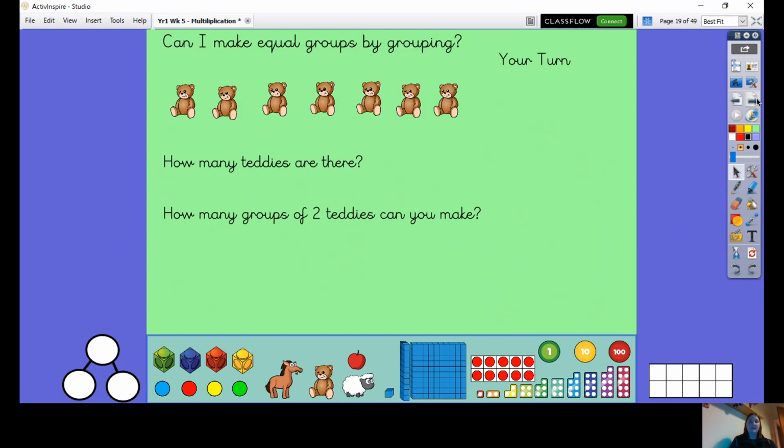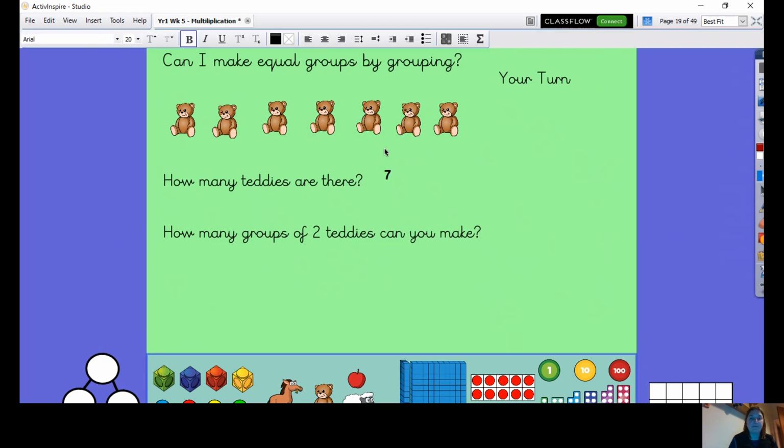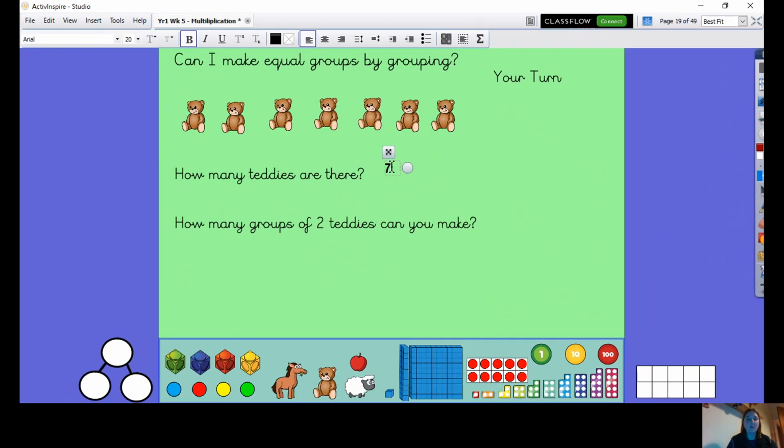Okay, so this is your turn. Here, first we might want to count how many teddies there are. 1, 2, 3, 4, 5, 6, 7. Okay, so there's 7. You might want to get 7 of something. It could be 7 pencils, 7 Lego pieces, anything that's 7, and then group them into 2s. How many groups can you make?